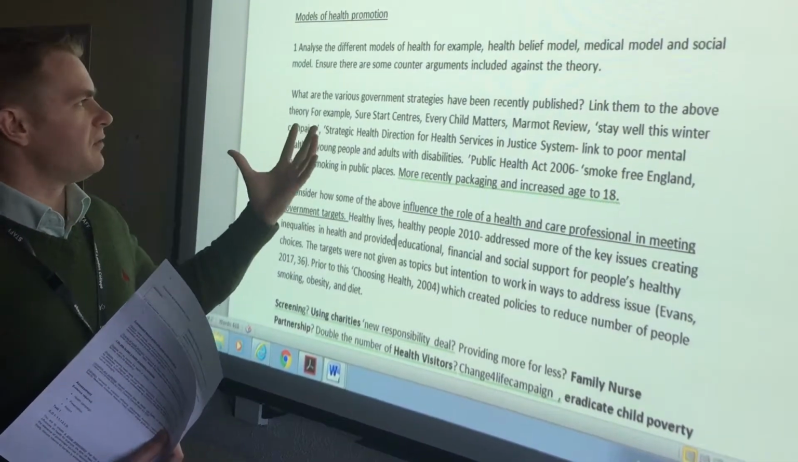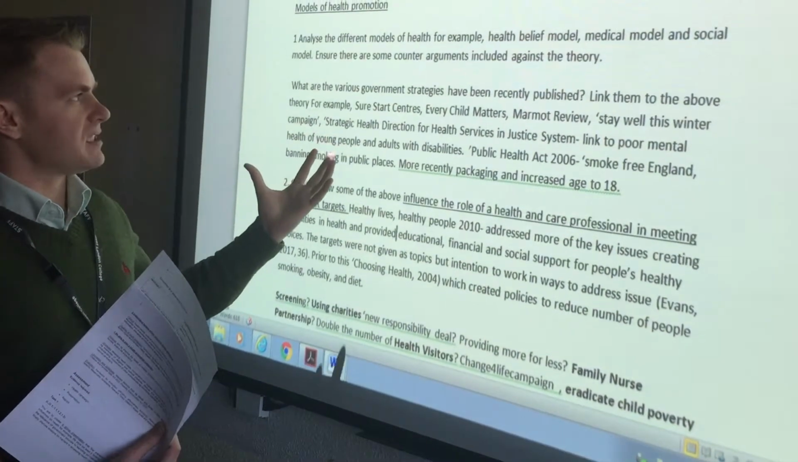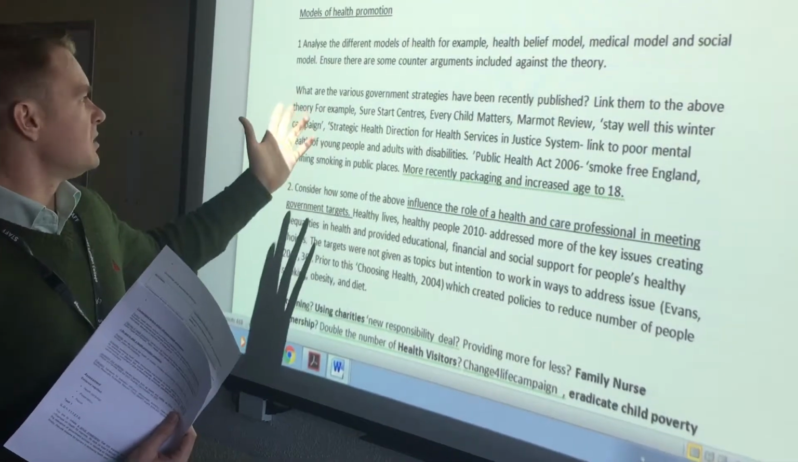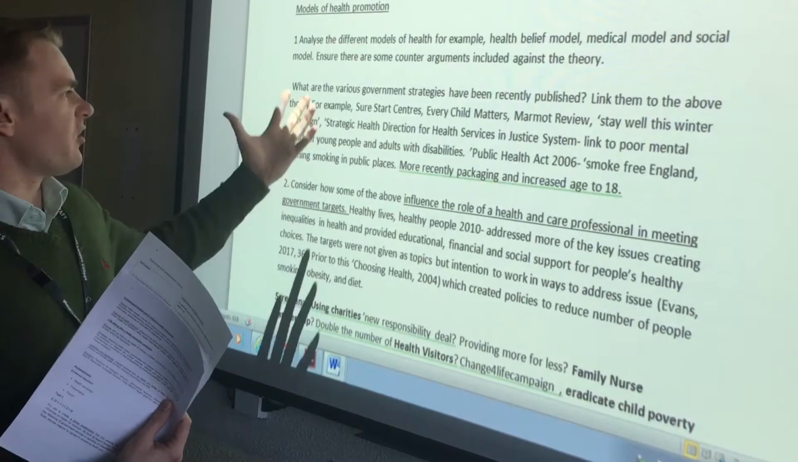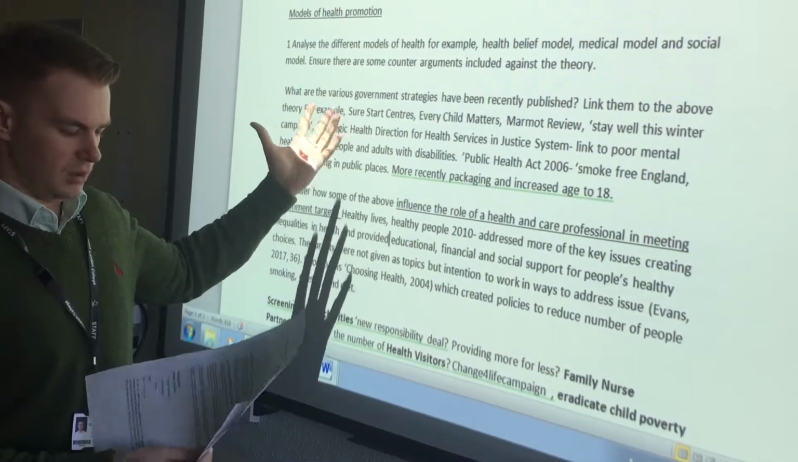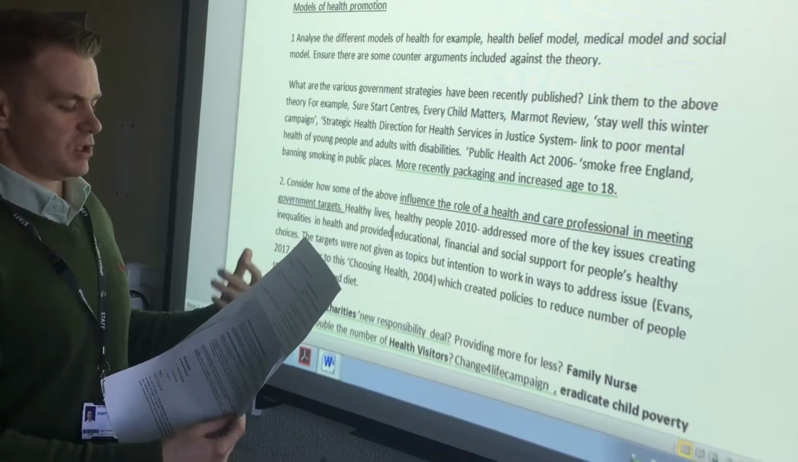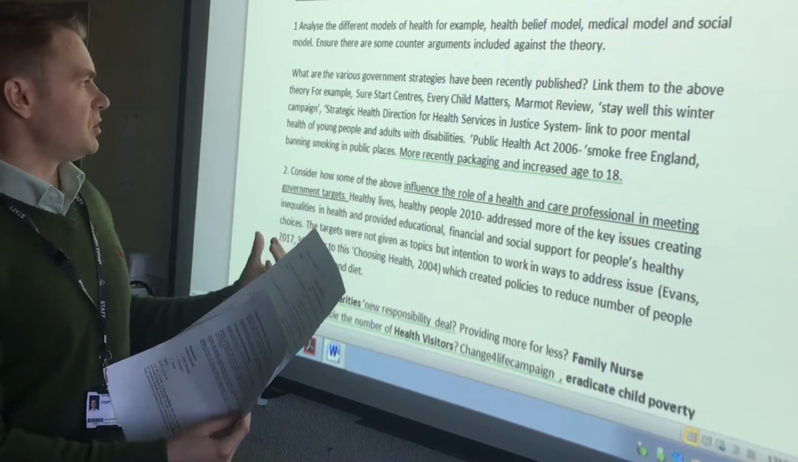So analyse what those different models are, obviously critiquing them when you can. And what you need to do once you've done that is look at the government strategies, which is what's required for 2.1. So you'll be basically saying what is the link between the government strategy and the models of health.